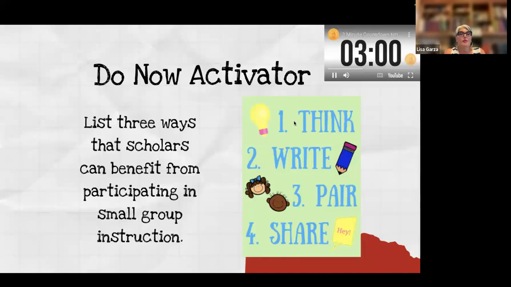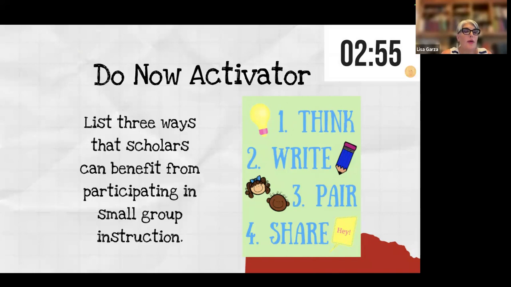Let's start with a do now activator, and we'll do an activity called a think, write, pair, share. Read the statement on the screen and then think about and write the 3 ways that scholars can benefit from participating in small group instruction. I'm going to give you about a minute and a half to do that. Now, pair up with someone at your table and discuss what you wrote.